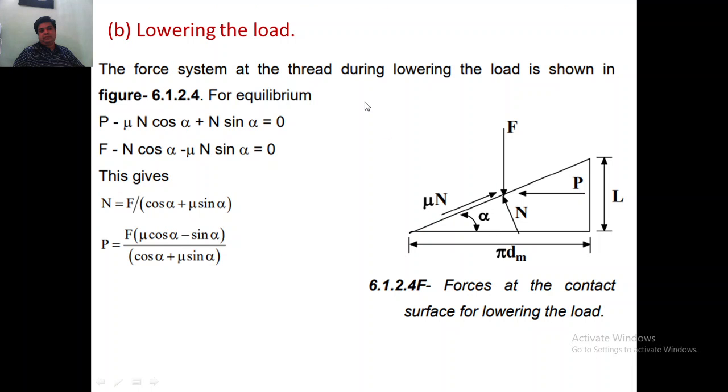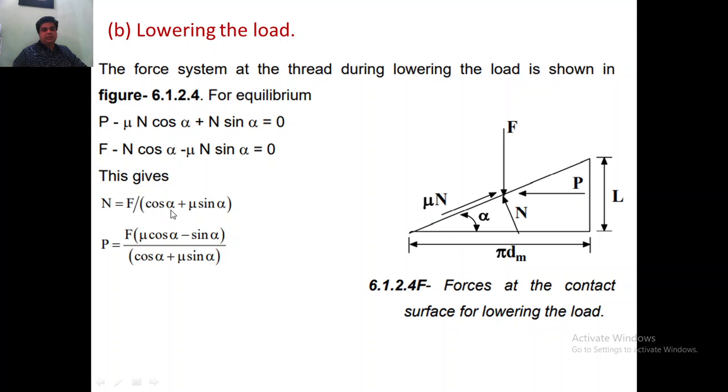Whereas in case of lowering the load, the external force or torque would apply in this direction. This is the external load, this is the inclined surface, and the load has to be lowered along this inclined plane. So we have to apply external force or torque in this direction. Again, taking all the mechanics concepts, resolution of forces along the x-axis and y-axis, we get these two equations.